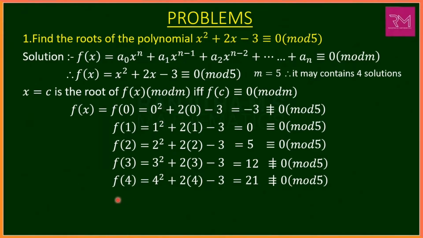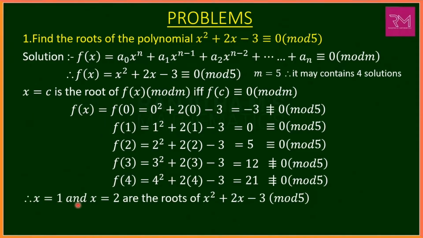We stop the method here because the modulus m is 5, so we consider 5 minus 1 solutions. That means we substitute x value as 0, 1, 2, 3 and 4, and we stop here. By checking all these values, the congruency is satisfied for x equal to 1 and for x equal to 2. Therefore, we conclude that x equal to 1 and x equal to 2 are the roots of x square plus 2x minus 3 under mod 5.